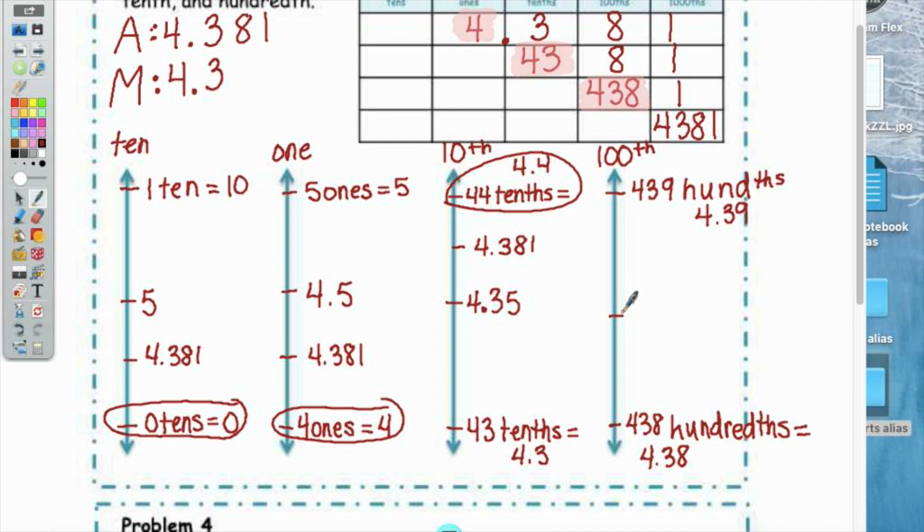Okay, so the midpoint, Alexis, what's the midpoint here? 4 and 385. 85 what? Thousandths. So 4.385, 4 and 385 thousandths. So I'm going to write that right here for my midpoint, line it up. So now, which one's larger, Miranda, the midpoint or the actual? The midpoint. So if the midpoint's larger, where do I write my actual? Below.